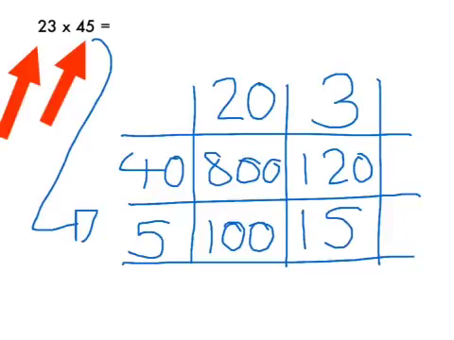But I've not finished yet because I need to add together all of the answers to those multiplications. So I need to add 800, 120, 15 and 100.